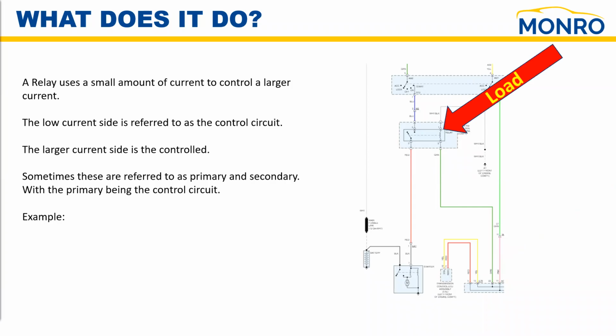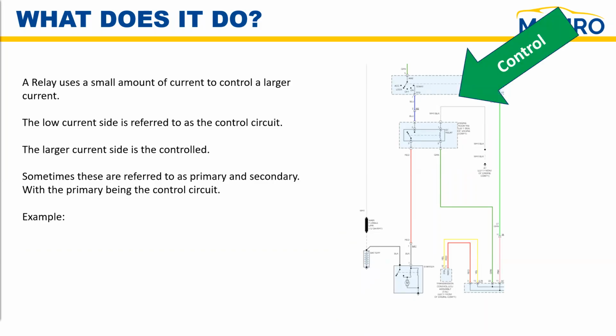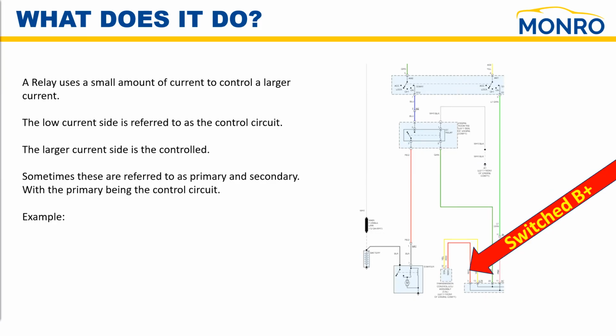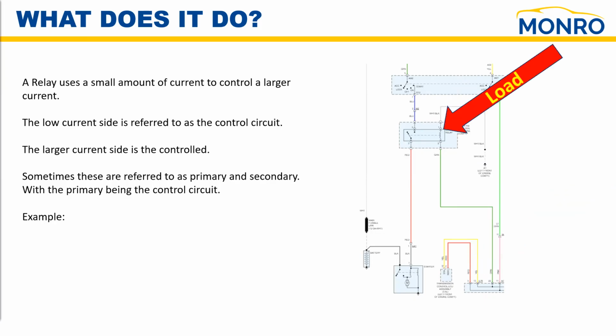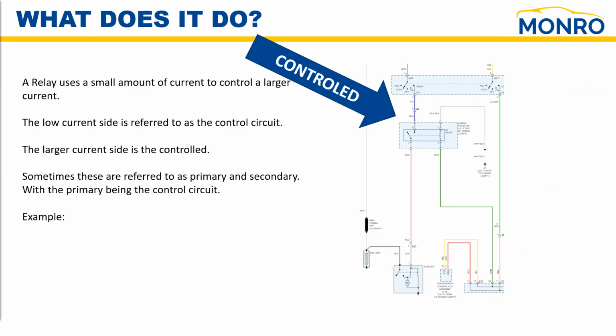Let's go backwards here. So what are we going to do? We're going to use a very small amount of current to control that high current. So look at it this way. On one side, we'd have the control circuit, and that control circuit is all low current. What do we need to make that work? Well, we need switched battery power. Once we have switched battery power, we need a load, and obviously, we need a ground, just like everything we've been doing so far. All you need for electricity is a source, a load, and a complete path.